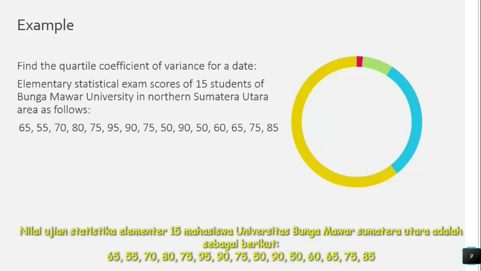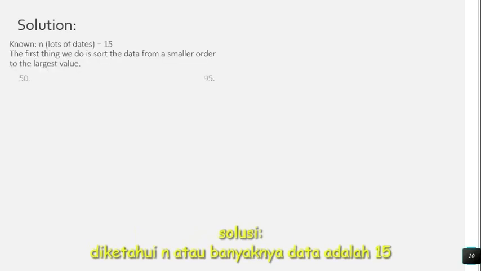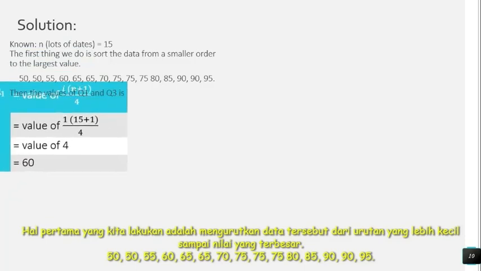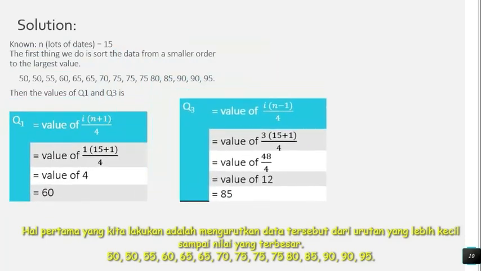Elementary statistical exam scores of 50 students of Bunga Mawar University in the North Sumatra area are as follows: 16.5, 15.5, 17, 18, 17.5, 19.5, 19, 17.5, 15, 19, 15, 16, 16.5, 17.5, 18.5. Solution. Now, n, or the number of data, equals 50. The first thing we do is sort the data from the smallest to the largest value.